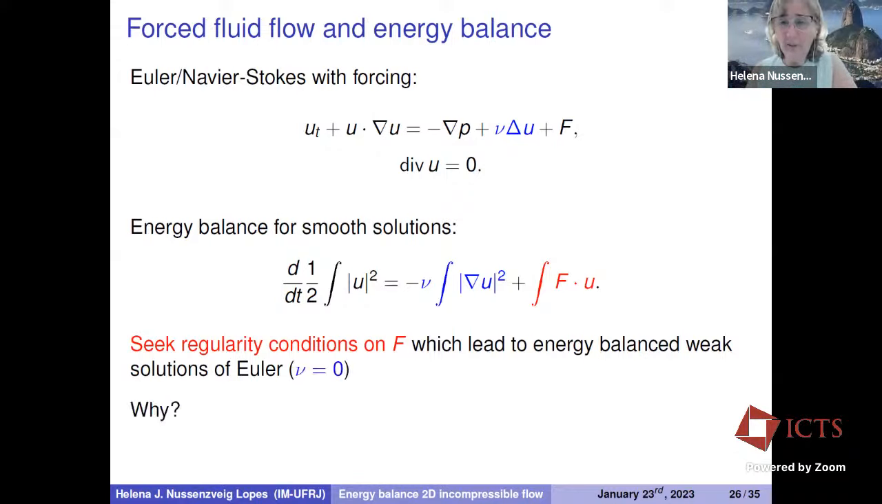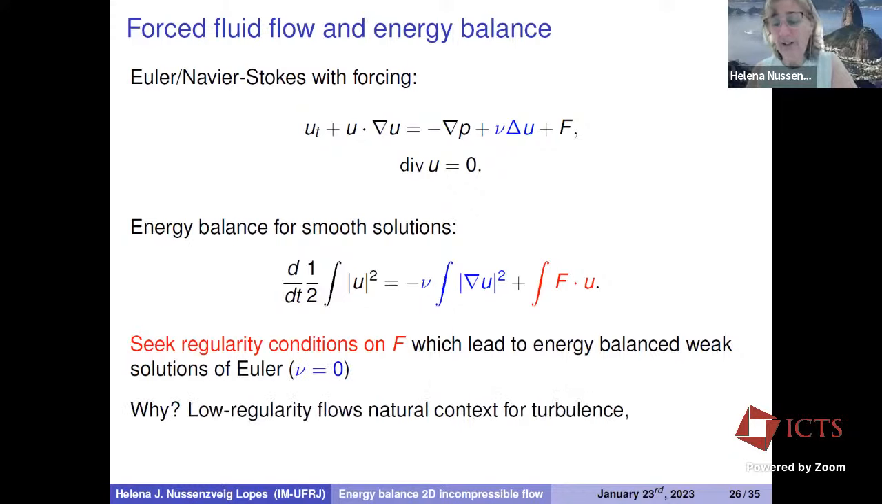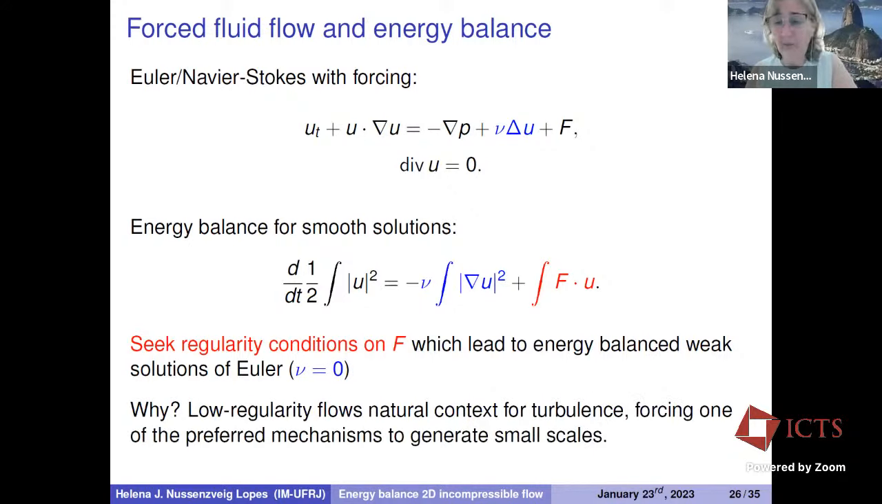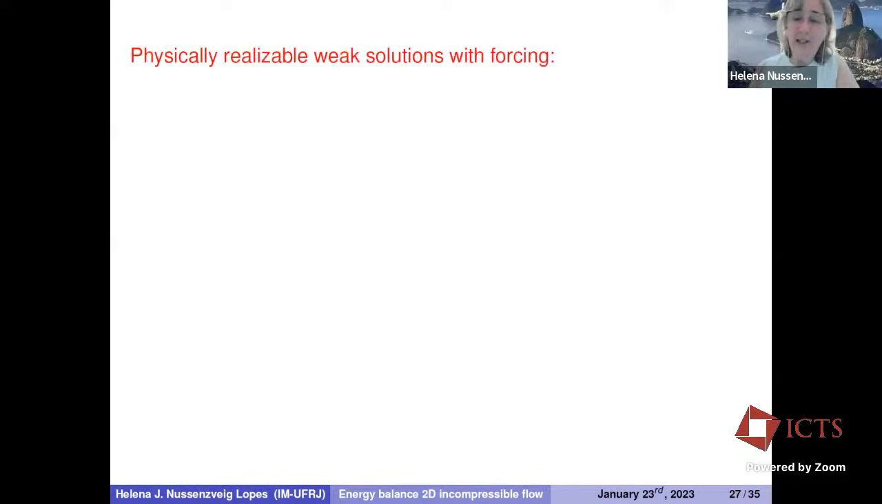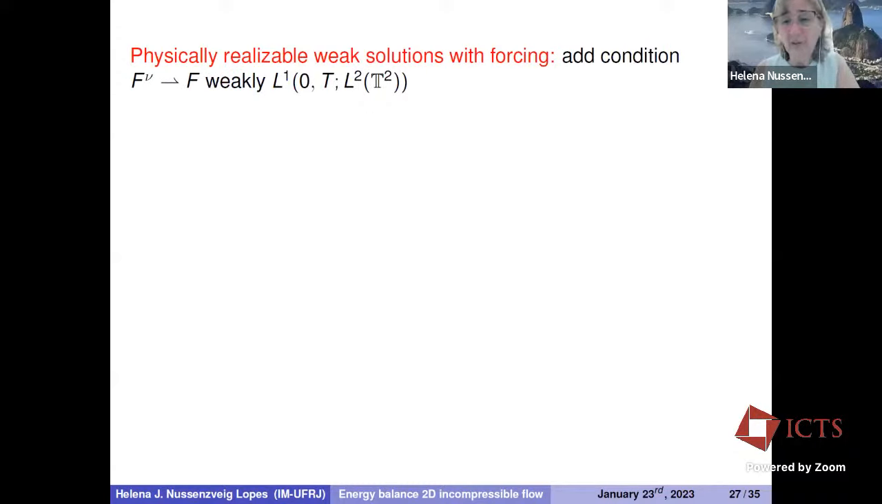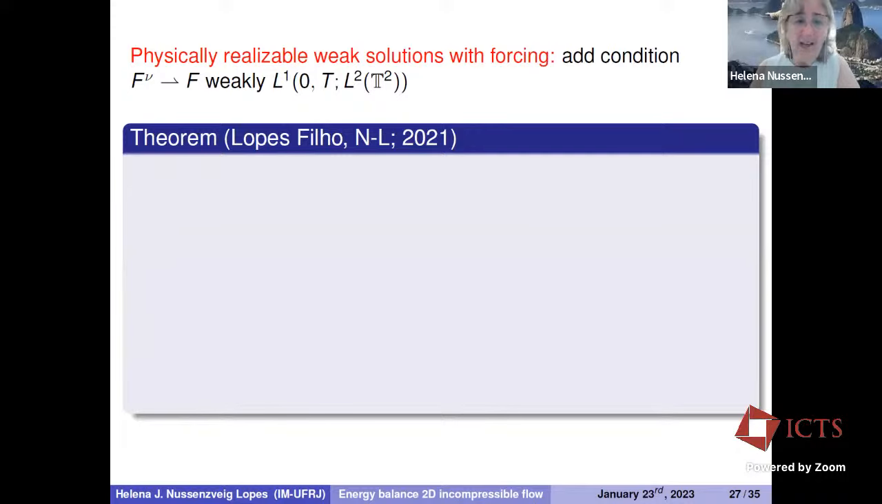Why are we concerned with this? Because low regularity flows are a natural context for turbulence, and forcing is one of the preferred mechanisms to generate small scales. So we want to understand the effect of forcing in all this business. Now we need to adjust our notion of physically realizable weak solutions to the case of forcing. So we have to add the condition that the viscous forces converge weakly to the inviscid forcing, weakly L^1 in time, L^2 in space.